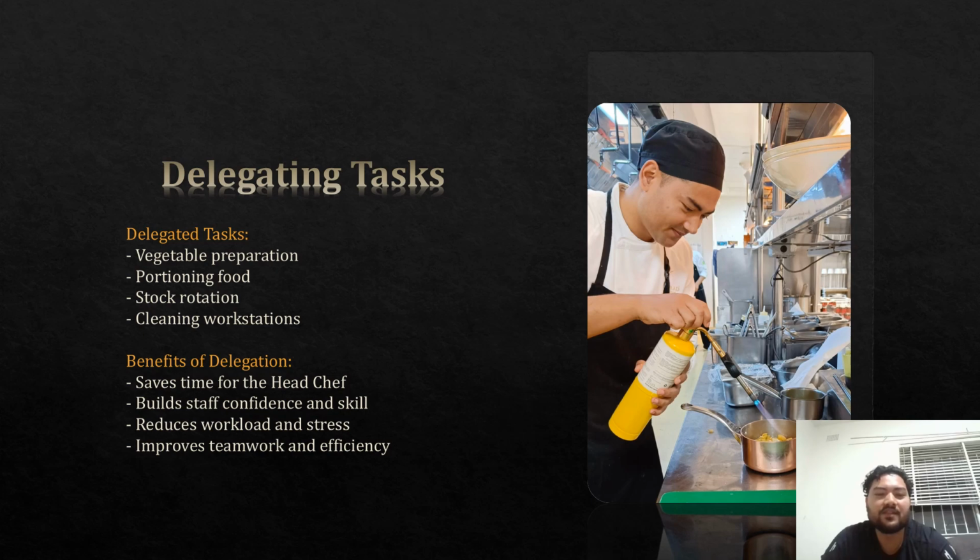Here are the benefits: save time for the head chef, build staff confidence and skills, reduce workload and stress, improve team efficiency. These are the things that happen when a chef delegates the tasks, so he can focus on the important things.